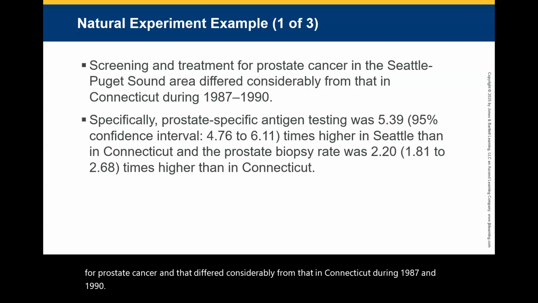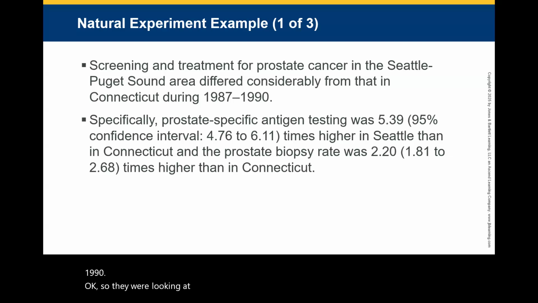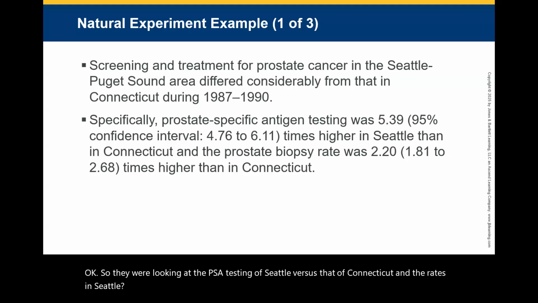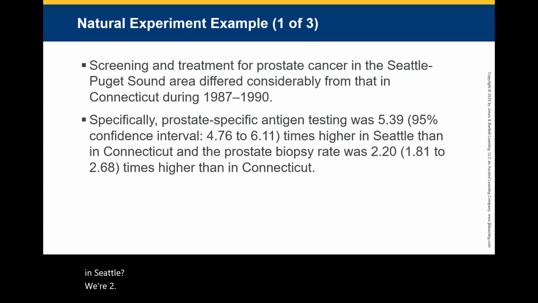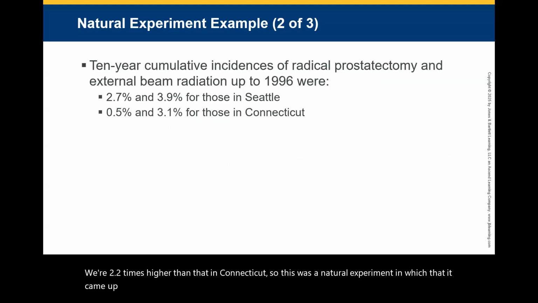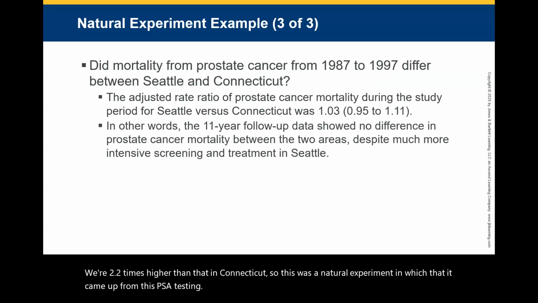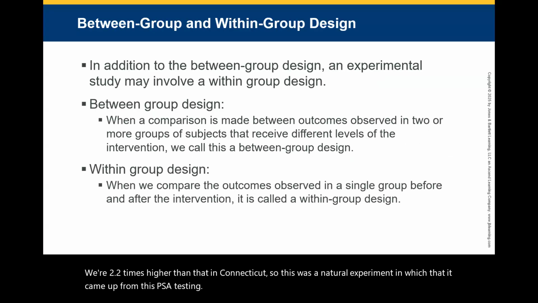Okay, so they were looking at the PSA testing of Seattle versus that of Connecticut, and the rates in Seattle were 2.2 times higher than that in Connecticut. So this was a natural experiment that came up from this PSA testing. Okay. And you can read the rest of that.